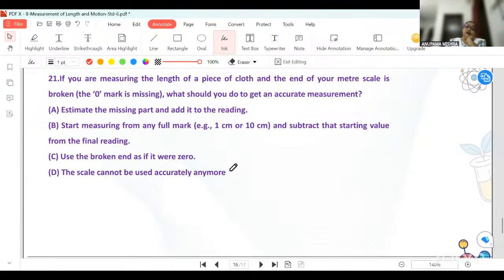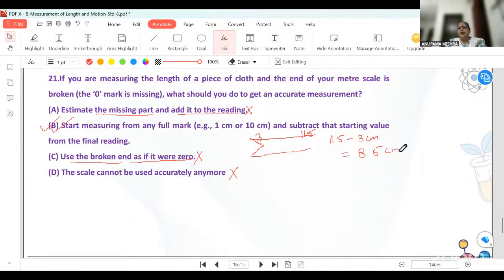Why not? This is totally wrong. We can use it. Use the broken end as if it was zero? No. Estimate the missing part and add it to the reading? No. So the correct answer is to start measuring from any full mark, that is 1 centimeter or 10 centimeter, and subtract that starting value from the final reading. As I told you, if you take a broken scale and the reading comes to 11.5 and here your start is 3, then 11.5 minus 3 centimeter, will you get 8.5 centimeter accurately?